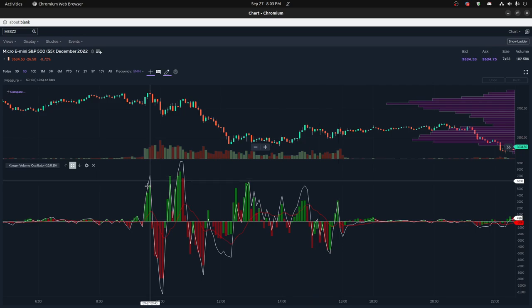Then here's the actual volume oscillator for the day, and you can see pretty much all the positive volume was at the start of the day right here. There was another bump in here, and then maybe a kind of a bump in here that you can see some positive volume.